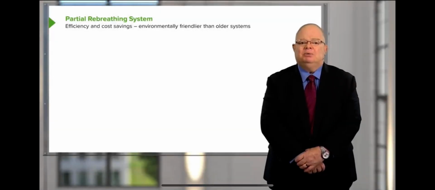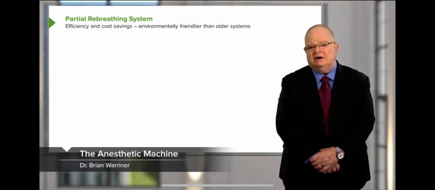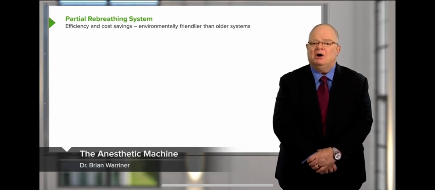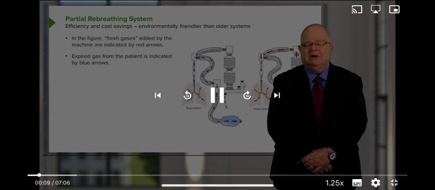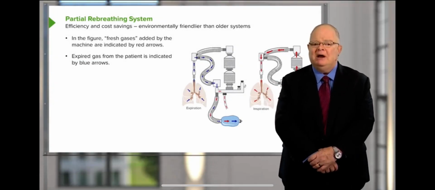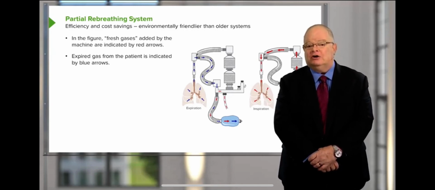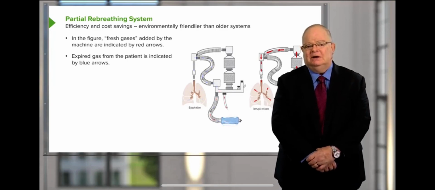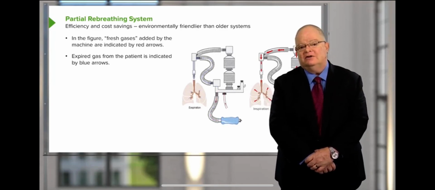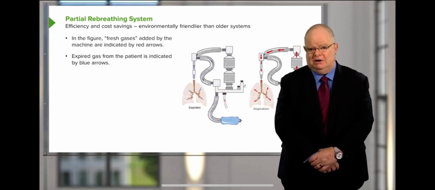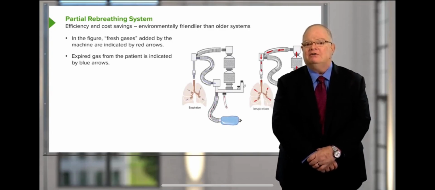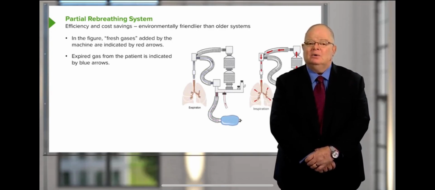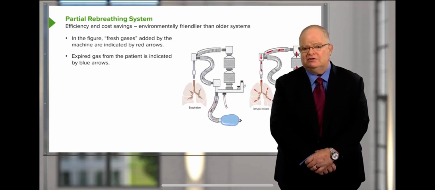The principle of the modern anesthetic machine is that it is a partial rebreathing system. What that means is that when the patient inspires oxygen, air, and anesthetic vapor, they don't use all of it. As far as oxygen is concerned, the average 70 kilogram individual burns about 200 milliliters of oxygen a minute. So all we in theory have to do is deliver 200 milliliters of oxygen to the patient every minute.